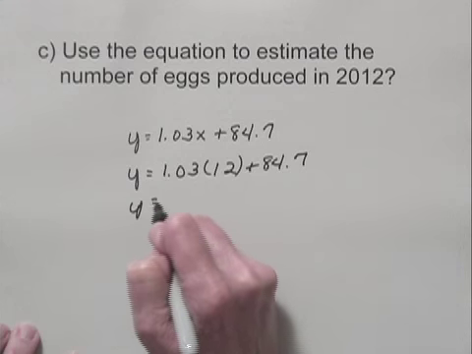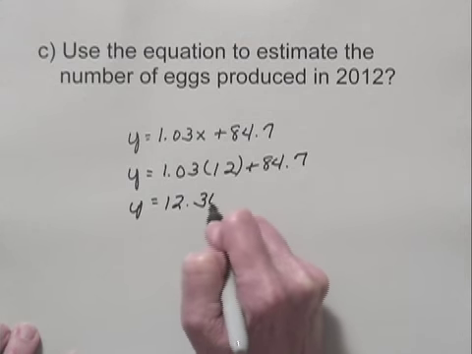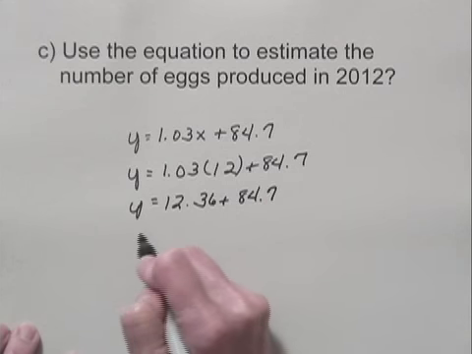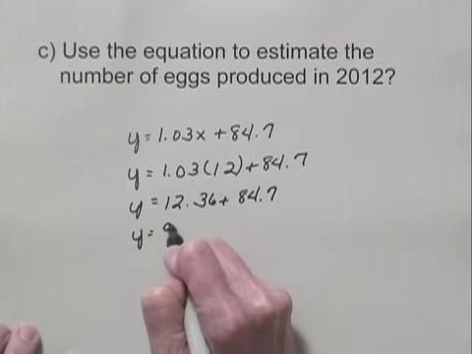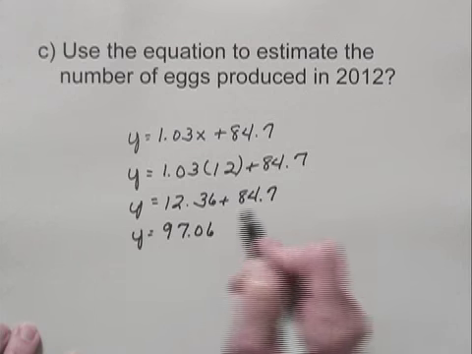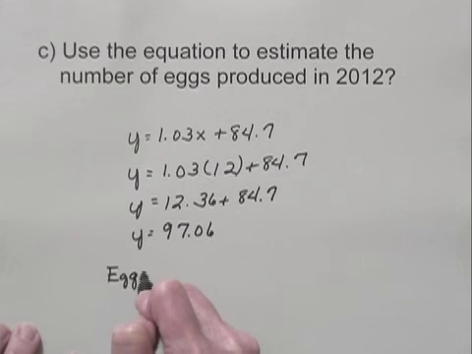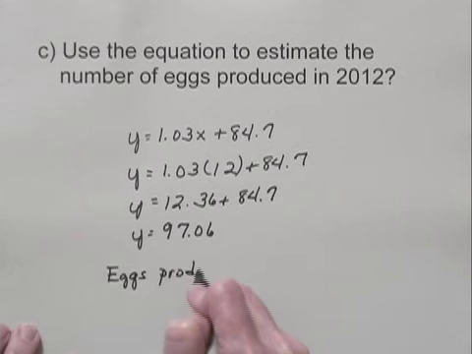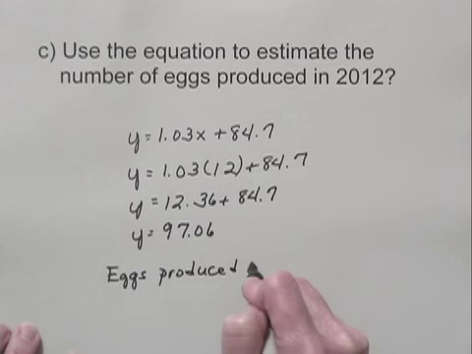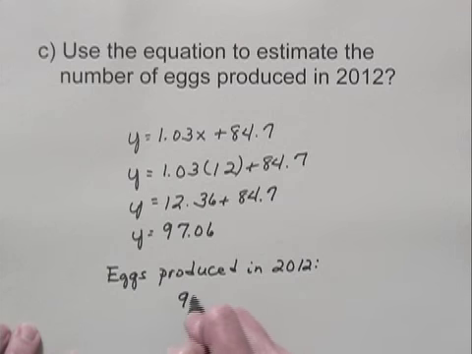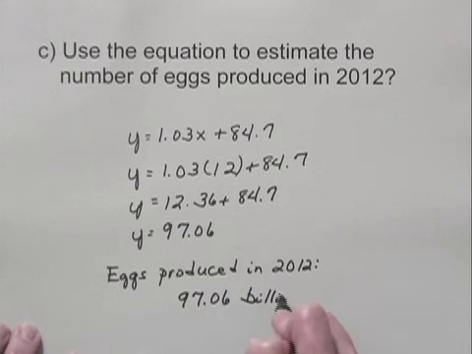So y is equal to 12.36 plus 84.7. And when I add those, I get 97.06. So we estimate that the number of eggs produced in 2012 will be 97.06 billion eggs.